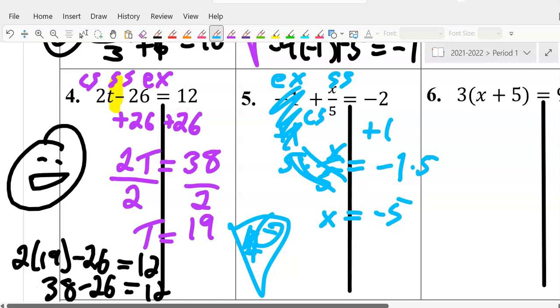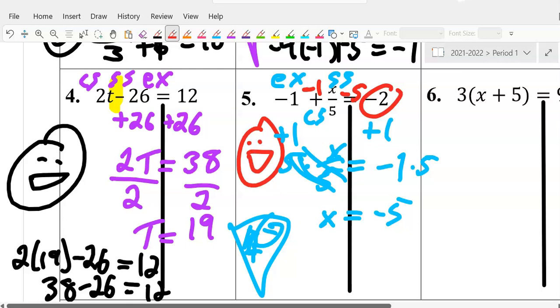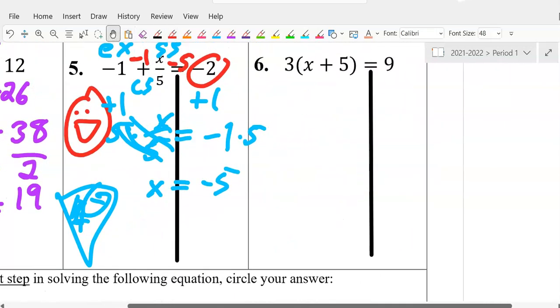Oh, we should check. Why don't we try checking in our head this time? So we just put a negative 5 in our head. What's negative 5 divided by 5, everyone? Negative 1. So negative 1 and negative 1, does that make negative 2? One bad guy and one bad guy makes 2 bad guys. So yes, we did it right. But if it helps you to write it out, you can write it out.